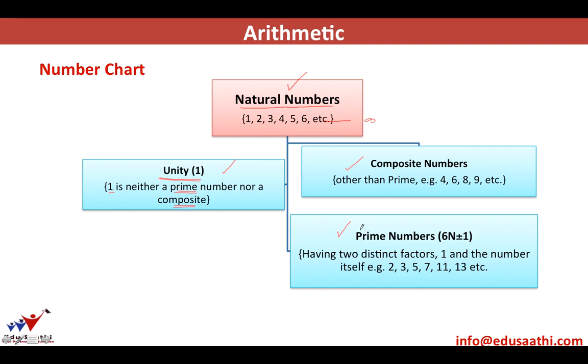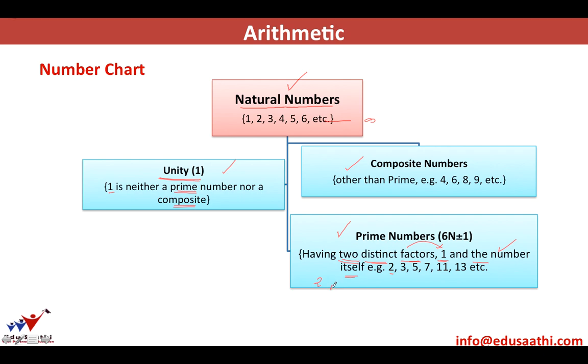A prime number is a number which has exactly two distinct factors: one and the number itself. So it has exactly two distinct factors, one of the factors being 1 and the second factor being the number itself. So the prime numbers start from 2, 3, 5, 7, 11, 13 and it goes on.